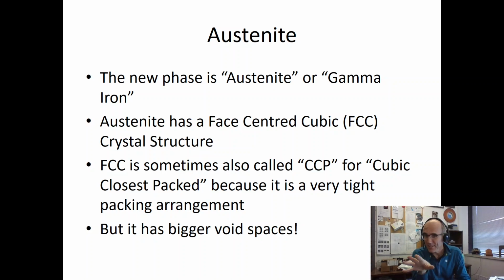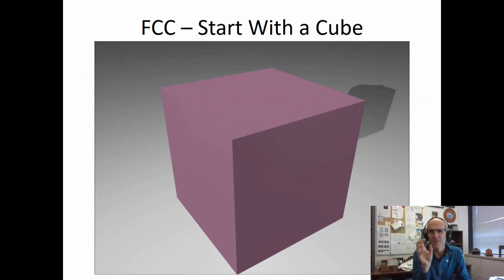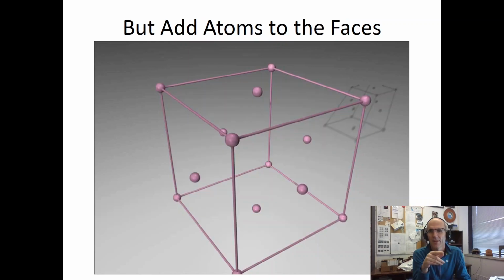But one of the interesting things that happens is that it has bigger void spaces. Remember I was saying that the carbon didn't really fit into the interstitial voids in the ferrite. In the austenite, we're going to be able to tuck it in, because in face-centered cubic the structure is a little bit different. Again, you start with a cube, but instead of adding one atom to the middle, the atoms slot in on the faces.